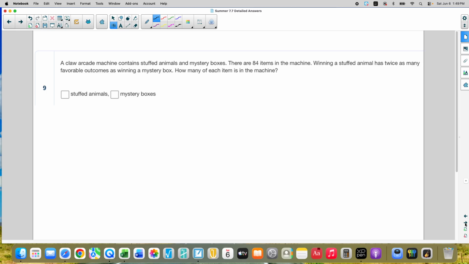A claw arcade machine contains stuffed animals and mystery boxes. There are 84 items in the machine. Winning a stuffed animal has twice as many favorable outcomes as winning a mystery box. So it's going to be the number of mystery boxes plus stuffed animals. And if we had to equate it, we don't know how many mystery boxes, and we know stuffed animals are going to be twice as likely as the mystery boxes. And we know that there are 84 items in there.